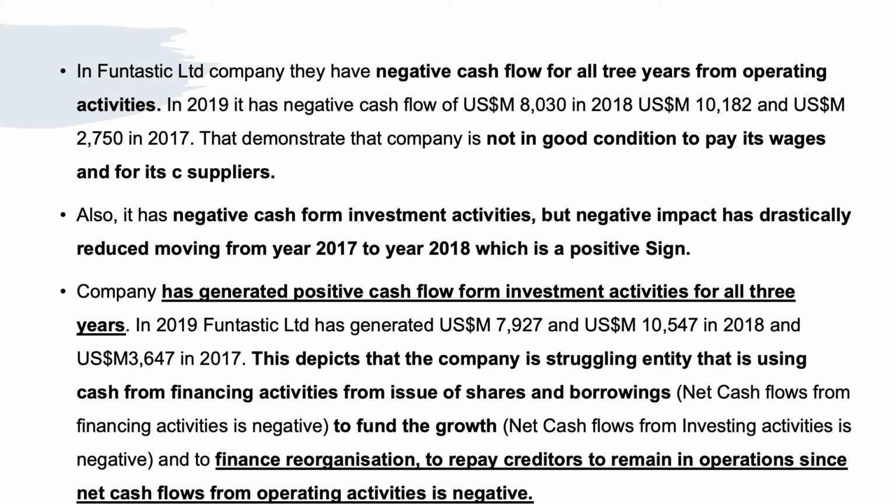This shows that the entity is a struggling company, using cash from its financing activities, from issuing of shares and borrowings, to fund growth and to finance reorganization, to repay creditors, and to remain in operation, since net cash flow from operating activities is negative.